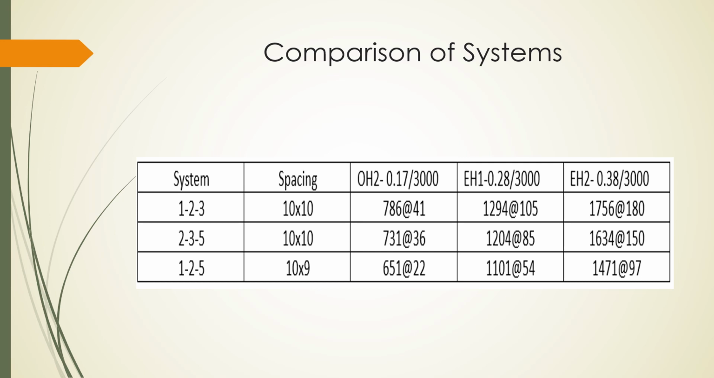And you can see the difference in the 125 and the 123. It's a 50 psi difference in pressure. It's considerable. And then the EH2 things just blow up on the 123 and the 235 system. For the 123 to achieve a 0.38 over 3,000, you need 1756 at 180. 235 was 1634 at 150. Those are really pressures that you're not going to see much. If you do see them, there's some kind of extraordinary situation. You're just not going to see that very often.